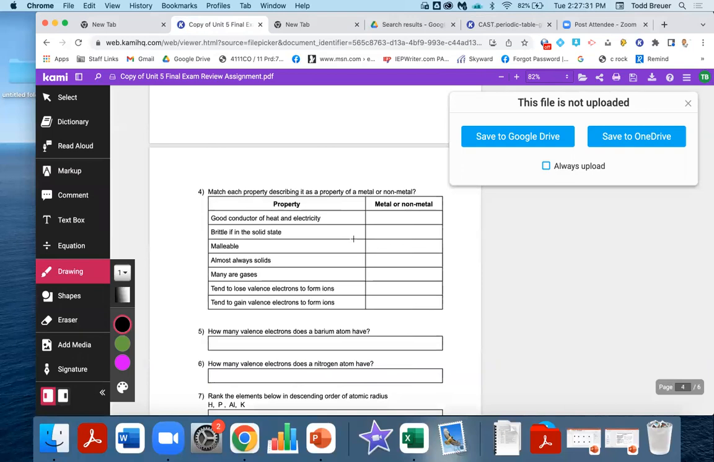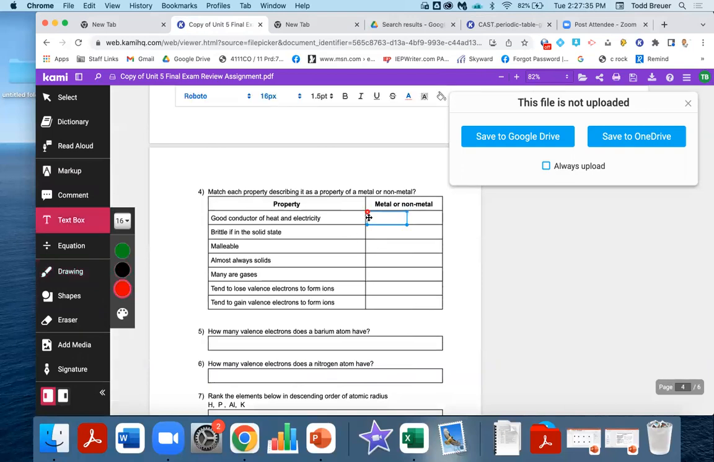Good conductors of heat and electricity. We just want you to mark up whether or not this is a property of a metal or nonmetal. Metals are conductors. Brittle in the solid state, those are nonmetals. Metals are not brittle in the solid state. Metals are malleable. They will flatten out into thin sheets, so the property malleable belongs to metals. Almost always solid belongs to metals. Many are gases belongs to nonmetals.